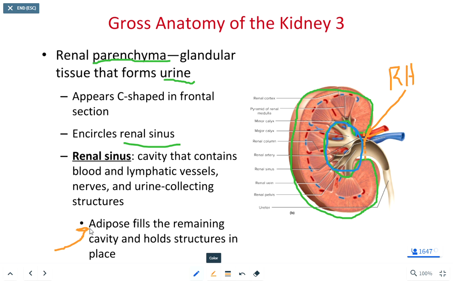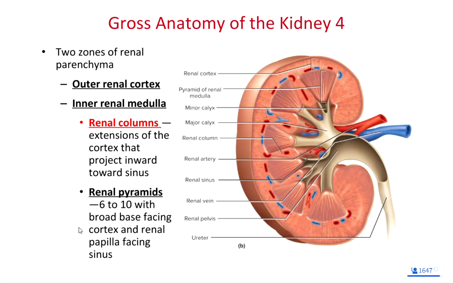For those of you who have had the pleasure of doing a kidney dissection, that perirenal fat pad is going to extend into the renal sinus, and there's going to be a lot of excess adipose tissue in this area to help cushion and separate those tubes within the renal sinus. Let's talk about the parenchyma in more detail.